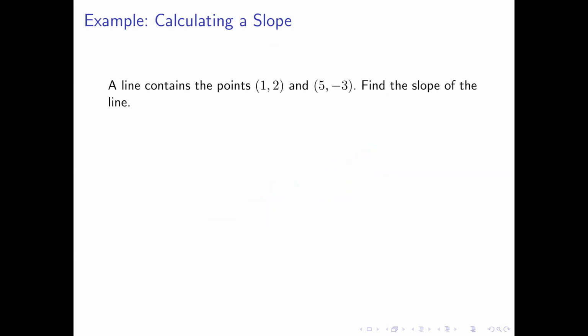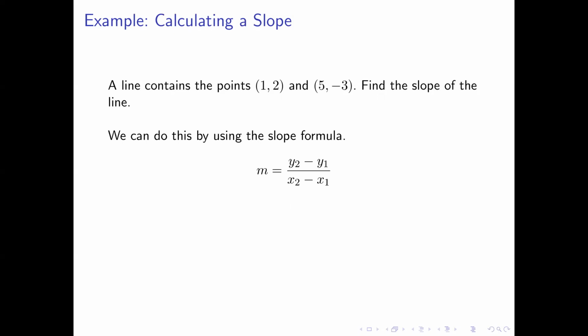Let's take a look at an example. Say that we have a line and we know that these 2 points are on the line. We're going to refer to them using their ordered pairs. We have the point (1, 2) and the point (5, -3). Our goal is to find the slope of the line. Well, we'll use the slope formula. There it is. The slope m is equal to (y2 - y1) / (x2 - x1).